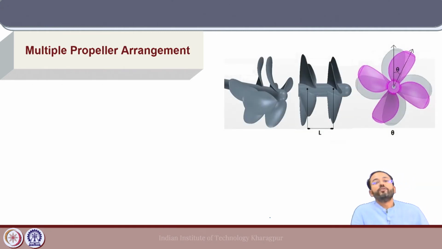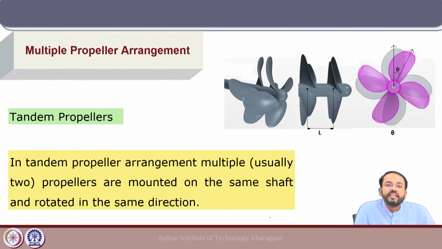Now, let us look into some multiple propeller arrangements which are used for ships. The first one is tandem propellers. That means we have multiple propellers, usually two, which are mounted on the same shaft and they are rotating in the same direction. So, in a tandem propeller configuration, we have a forward propeller and an aft propeller. If we have two propellers, then they are coaxially mounted and they rotate in the same direction.